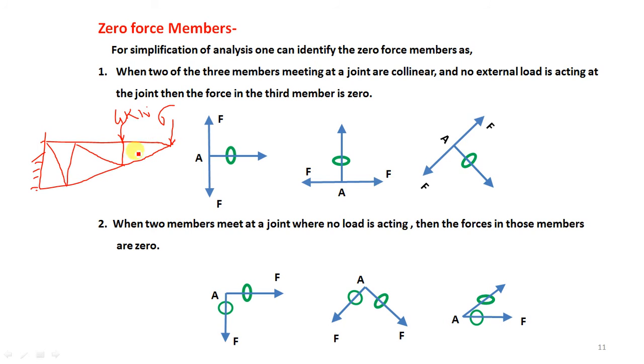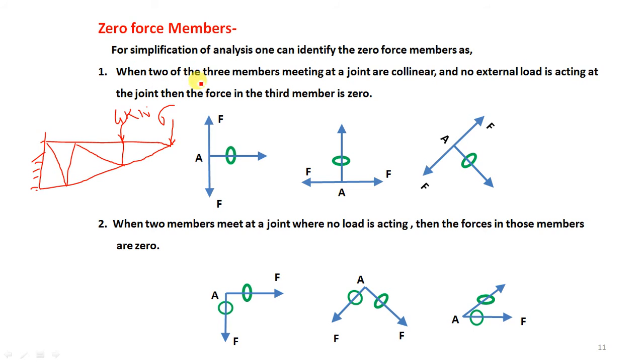So how many members are there in this case? 1 2 3 4 5 6 7 8 9 10, and this one is 11 members. Whether we have to go for the analysis of 11 members, it becomes cumbersome. So we have some logics or concepts from which we can identify that some members are zero force members. What are those logics? We are going to discuss that now.